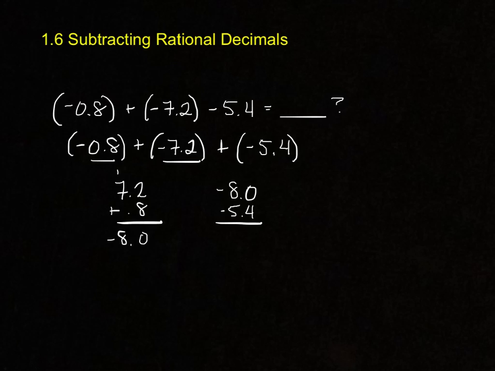So in this case, though I am adding two negatives, I'm just going to add normally. So 4 plus 0 is 4, and 8 plus 5 is 13. Again, because they all go the same direction, I have a negative value. Therefore, in the end, I have negative 13 and 4/10.